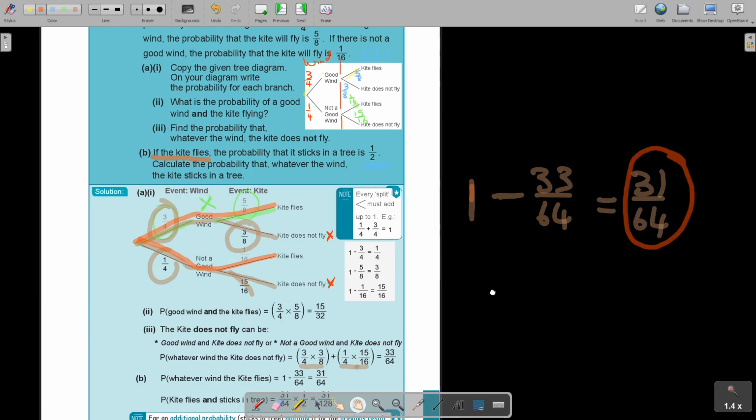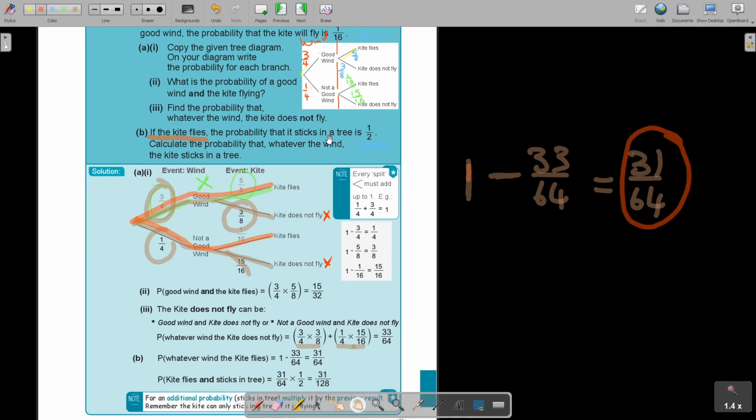Okay. And now they bring in, it sticks in a tree. Then you just basically take that extra fraction and you just say 31 and you just multiply with it. So if they bring in another condition, so it sticks in a tree, just multiply with it, and then you get your final answer. Okay, this is independent trees.